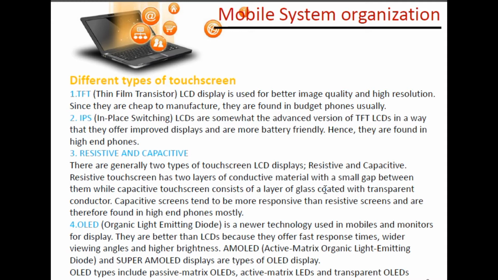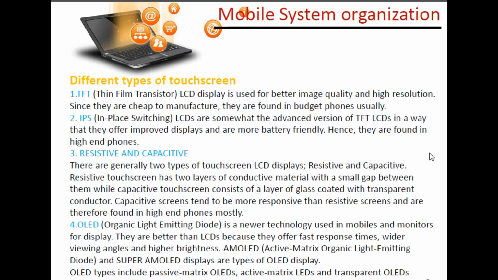The third display type is resistive and capacitive. There are generally 2 types of touch screen LCD display, resistive and capacitive. A resistive touch screen has 2 layers of conductive material with a small gap between them, while a capacitive touch screen consists of a layer of glass that is coated with a transparent conductor. Capacitive screens tend to be more responsive than resistive screens, and are therefore found mostly in high-end phones.